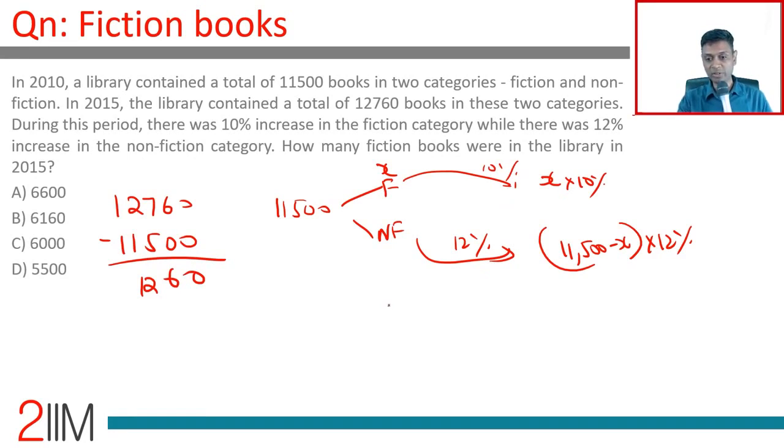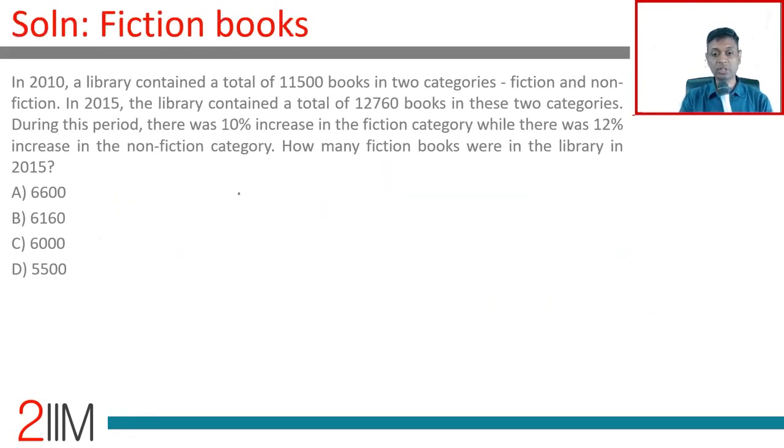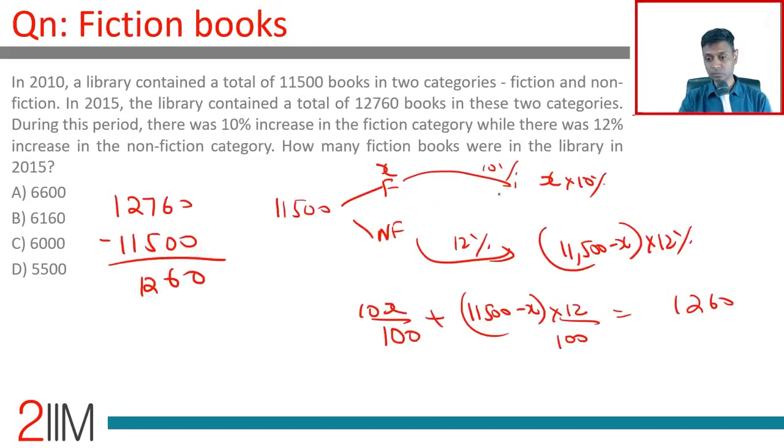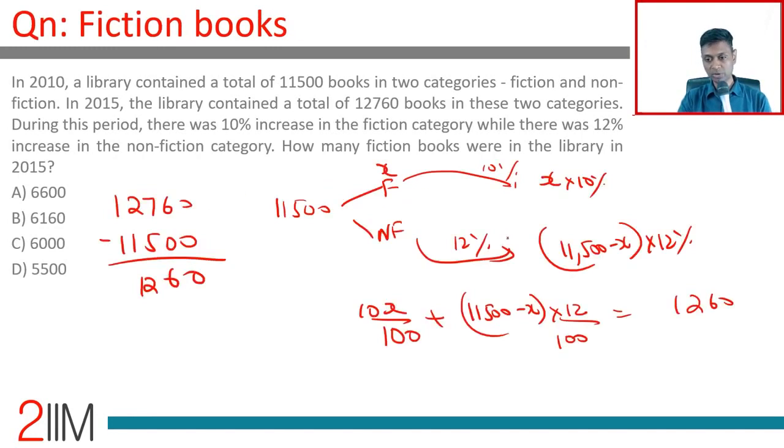1260 is 10% of X, which is X by 10, plus 11,500 minus X into 12 by 100 equals 1260. I'm going to call this 10x by 100. Take the 100 that side. So this becomes 10x plus 11500 minus 12x equals 126000. Wonderful. Let's simplify this. The 100 goes that side.